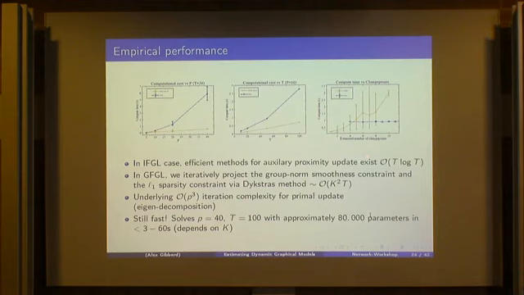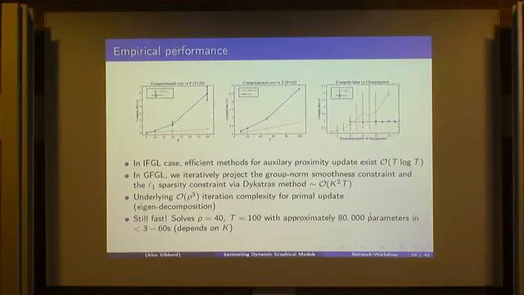As I was mentioning, in the independent fused graphical lasso case there are efficient methods for this kind of auxiliary proximal update, which happens to be T log T. In the case of GFGL, we iteratively project the group norm smoothness constraint and the L1 sparsity constraint, but here we use a Dijkstra's kind of iterative proximal update to find the projection, and that requires order of k squared T. So that's where the k squared factor comes from.